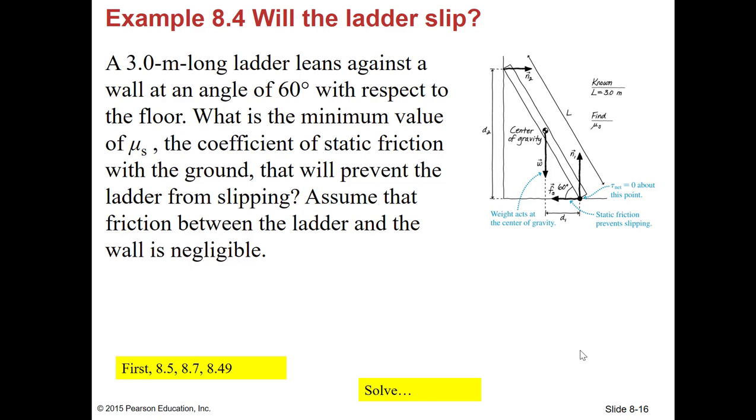Okay, so you see the picture. There's the ladder, center of gravity. We're assuming it's right in the center of the ladder here. The overall length of the ladder is 3 meters, and we're assuming there's no friction up here between the ladder and the wall, but there is friction here that keeps it from sliding out. And we want to calculate what's the minimum value of mu sub s. So what is the coefficient of static friction?